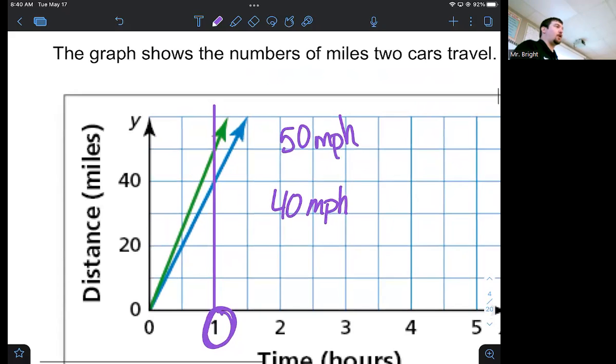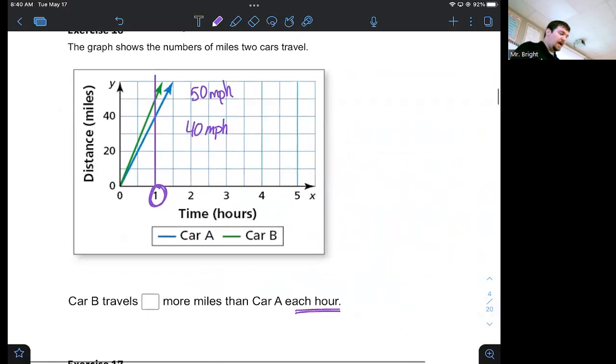If you know how far a car travels in 1 hour, you know its speed, because we always do speed in miles per hour. So the question is, car B travels blank more miles than car A each hour. It might as well just be saying how much faster is it going? Addison? 10, yes. So it's traveling 10 miles per hour. If you're wondering what work you'd show for that, maybe just put 50 minus 40 equals 10 miles per hour.